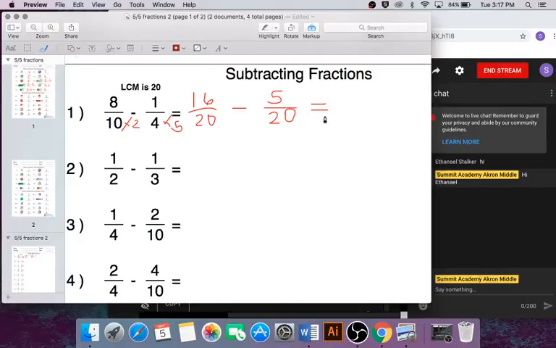And then when we subtract, we only subtract our numerators, so our top numbers, and our denominators, which are our bottom numbers, are going to stay the same. So our fraction is going to be over 20, and we're going to subtract 16 minus 5, and 16 minus 5 is 11. So our answer is 11 over 20.